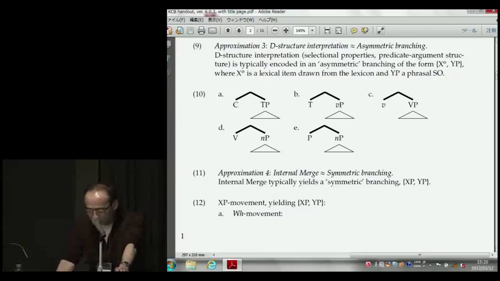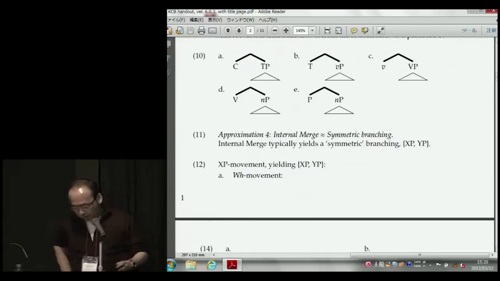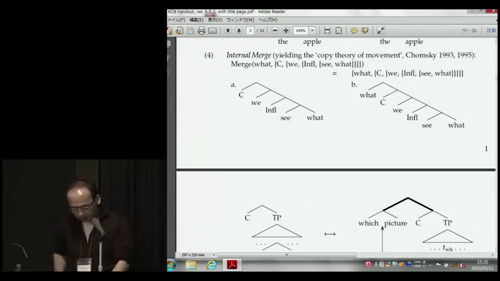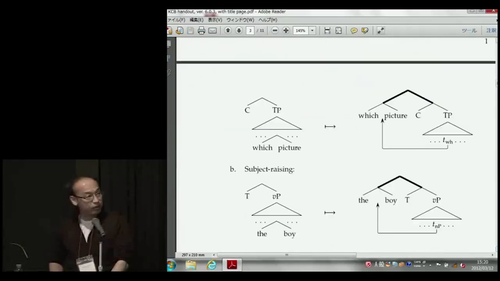So 6 and 9 point to the close connection between D-structure semantics, the structural asymmetry of head-complement configurations, and semantic endocentricity. Finally, we would like to point out that the opposite pattern is true for internal merge. As we said, the S-structure semantics that internal merge feeds is non-endocentric. And further, internal merge typically moves a phrase to the edge of another phrase, yielding symmetric structures of the form {XP, YP}. For example, WH movement dislocates a WH phrase to the spec C position, and A-movement or subject raising moves an NP to the spec T position.